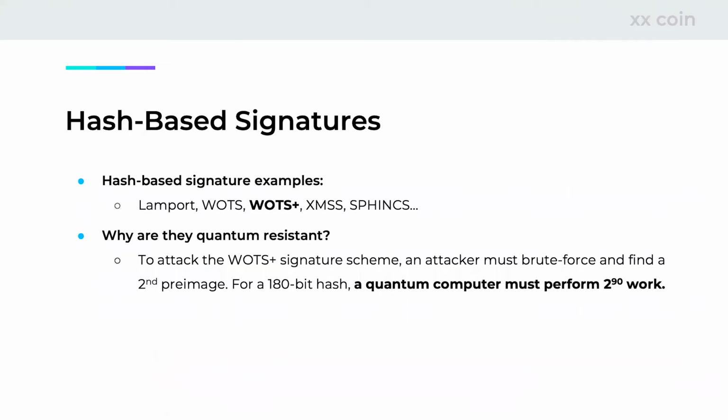Basically, to attack the WOTS Plus signature scheme, an attacker must brute force and find the second preimage, this challenge that I just described. So just to give some context, if you're dealing with a 180-bit hash, a quantum computer must perform 2 to the 90 work. As an example, the Bitcoin network right now is roughly producing 2 to the 80 per year. So you could literally convert the entire Bitcoin network to quantum, and it would still take them thousands of years to break one of our addresses. That's how serious we take security in our company.